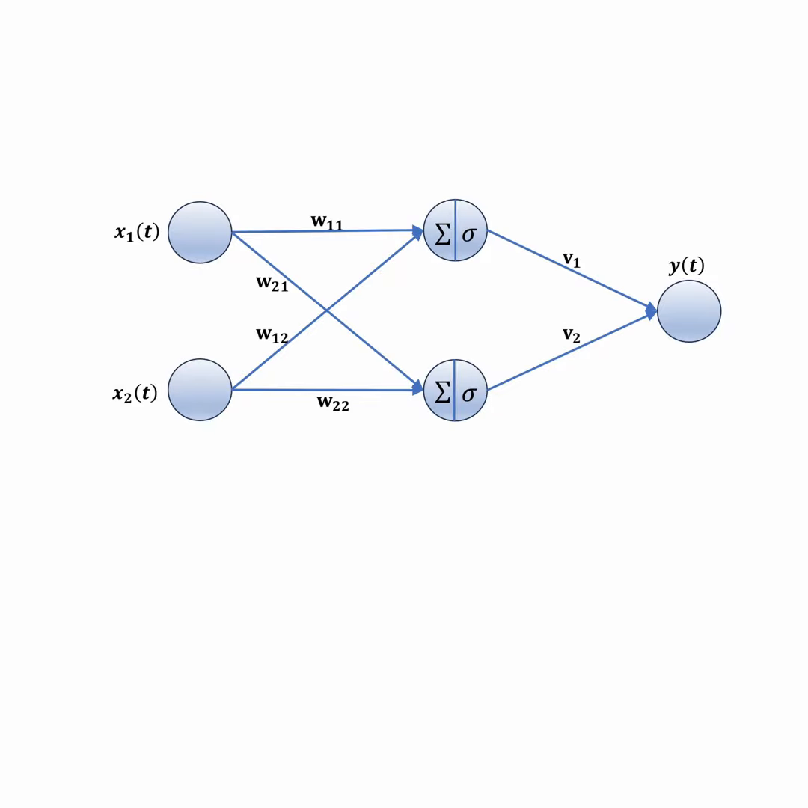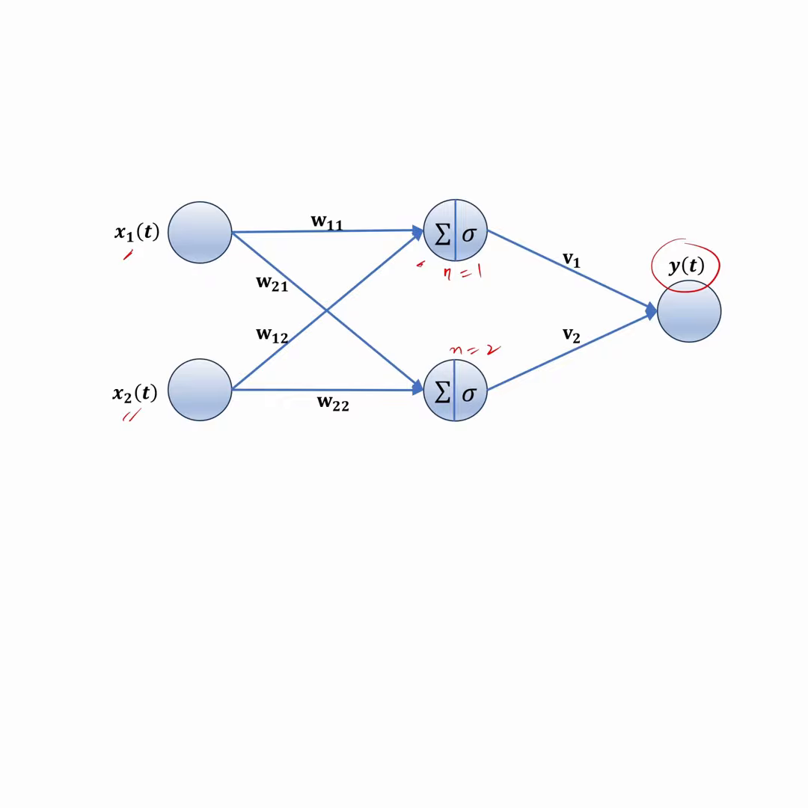Now let's take the next step and increase the number of inputs as well. You can see we have two inputs, x1 and x2, and one output y of t connected via two neurons. Let's call it neuron number 1, neuron number 2. You can see we have now 4 weights because the number of inputs are increased.